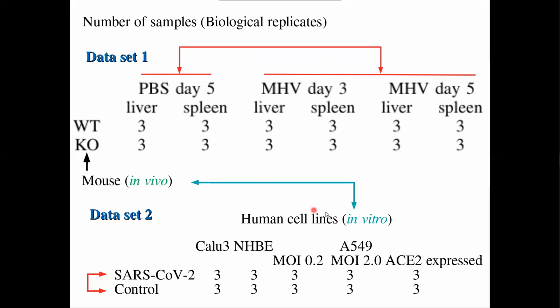In addition, I also analyzed the in vitro dataset of human cell lines. There are 5 human cell lines infected by SARS-CoV-2 or corresponding control human cell lines. The purpose of this part is to identify genes which are expressed distinctly between SARS-CoV-2 infected cell lines and control, independent of the 5 cell lines.